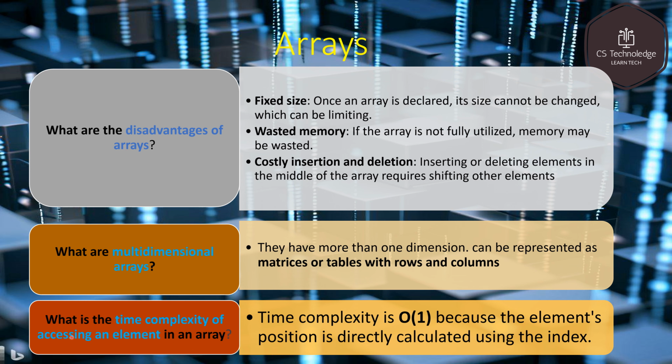What is the time complexity of accessing an element in an array? Time complexity is O(1) because the element's position is directly calculated using the index. For example, if there is an array and you want the zeroth element, the first element, in that case you can just say array[0] and you get the element. So that's why the time complexity is O(1).